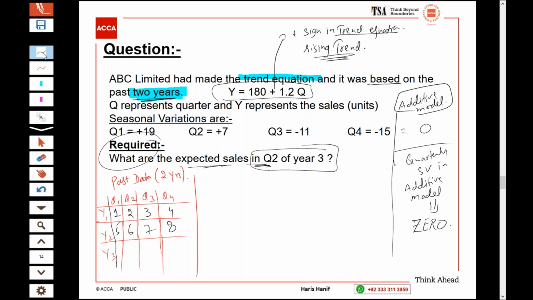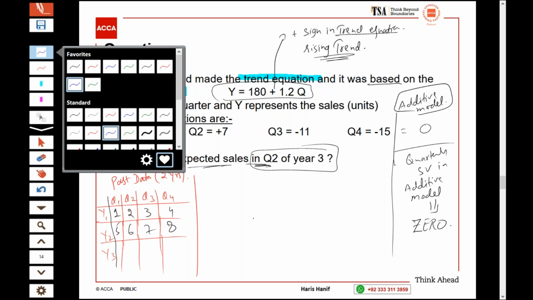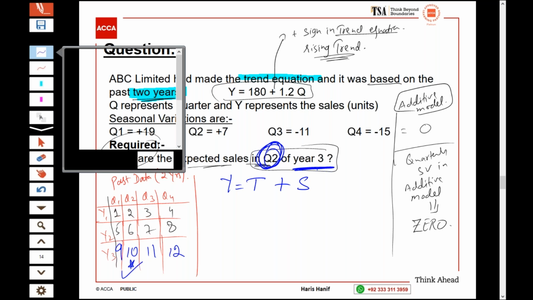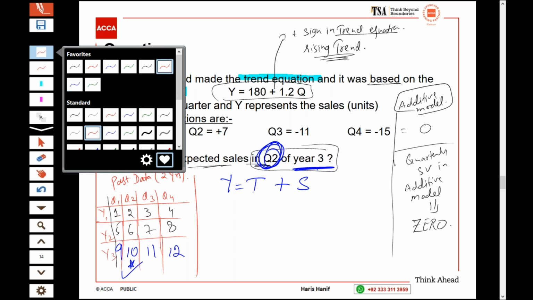And in the upcoming year, we have got quarter number 9, 10, 11, and 12. And they are asking me for the quarter 2 of year 3. Now, quarter 2 of year 3 is the 10th figure. So, y is equal to t plus s. Now, what is the t equation?